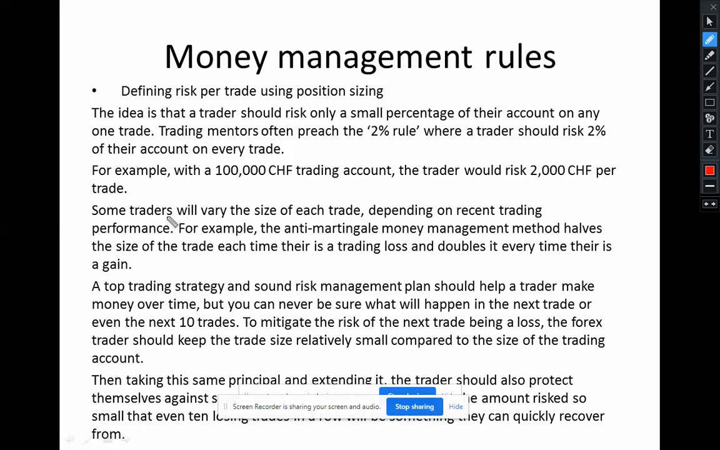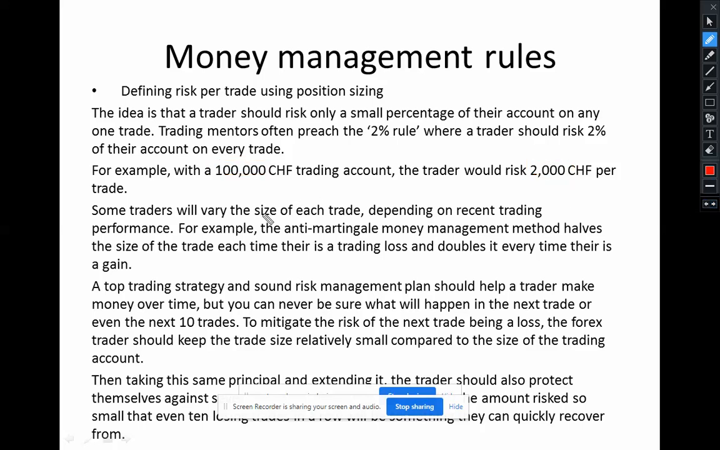So you should know that this is my stop loss. I should already risk 2,000 CHF. This is my balance. So that means as a trader, this is the risk I should take. I should always risk it in every trade I want to take. That means if I risk this, I should know the profit I want to make. So always define your risk per trade using position sizing.